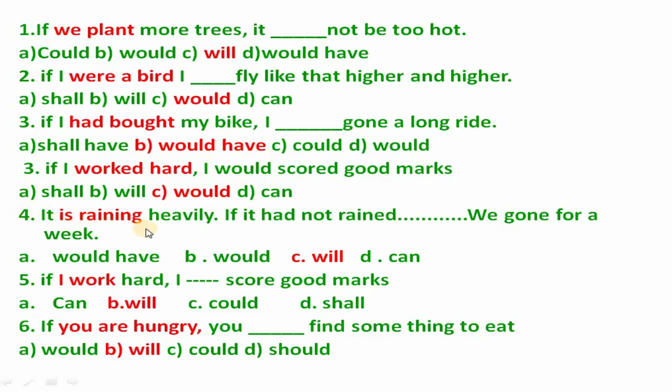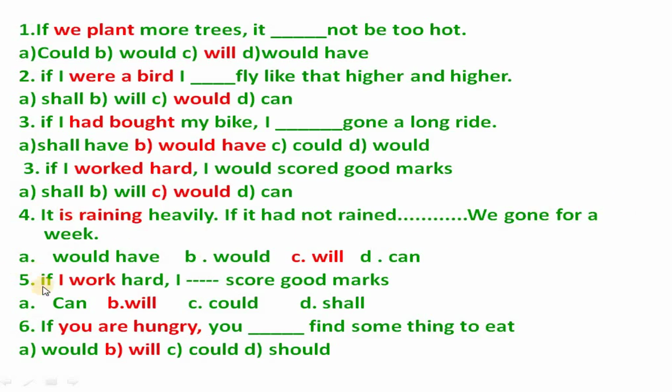Fourth one, it is raining heavily. It is present continuous tense, a present tense. If it had not rained, we dash gone for a week. So rain means again imagine negation. If it is raining heavily, or if it had not rained, I will. So here using I will, that means rain will be gone for a week.